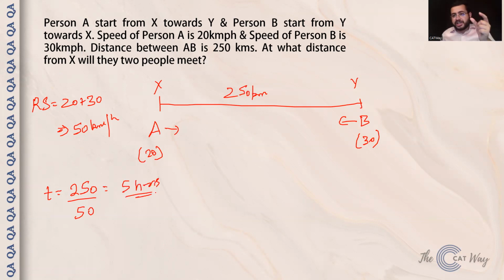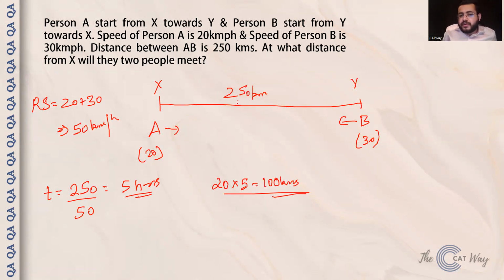Now, at what distance from X will they meet? A simple way is that you calculate that in 5 hours when they meet. So from the start, in 5 hours they meet. So in 5 hours, what is the distance that A has traveled? We know the speed of A is 20 and in 5 hours A would have traveled 100 kilometers.